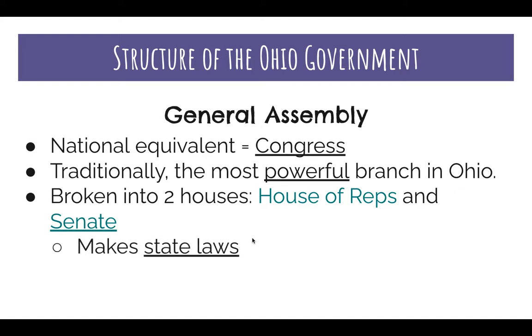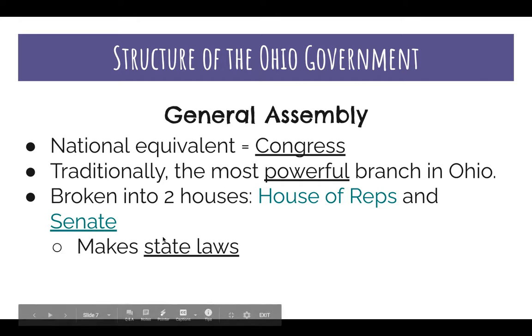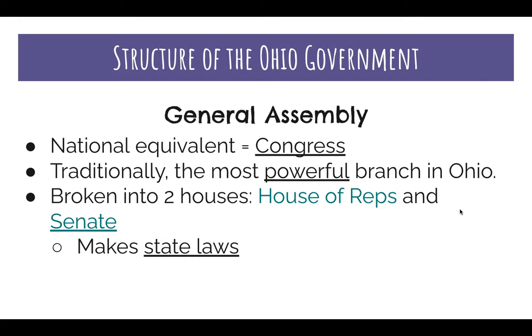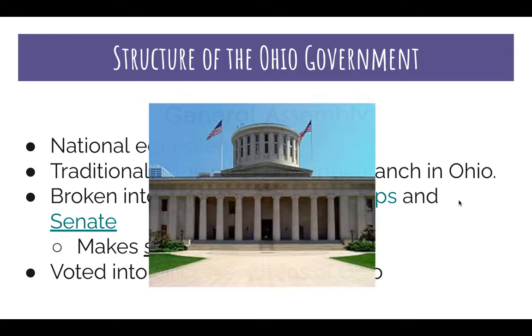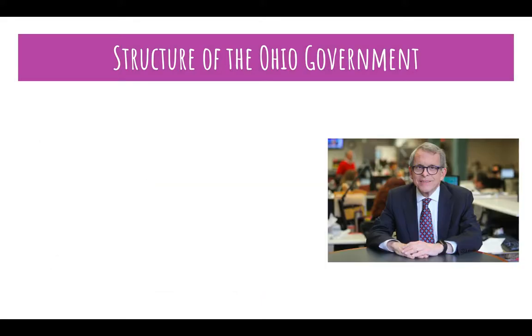And the General Assembly does the same thing as Congress, except for at the state level. They are responsible for making state laws. And the General Assembly is voted into office by citizens of Ohio. So we do have some popular sovereignty in here as well. And then this is just a picture of the Capitol building where the General Assembly meets.